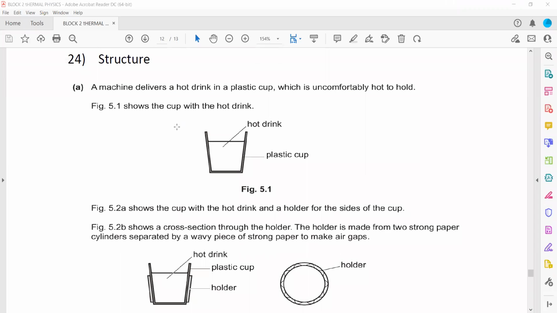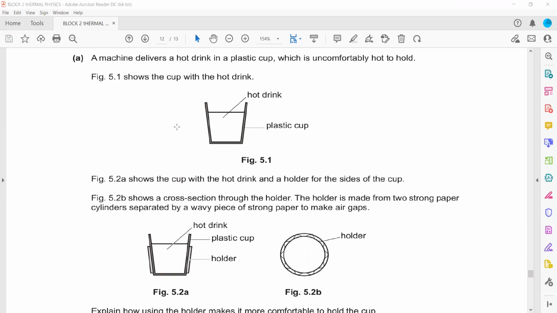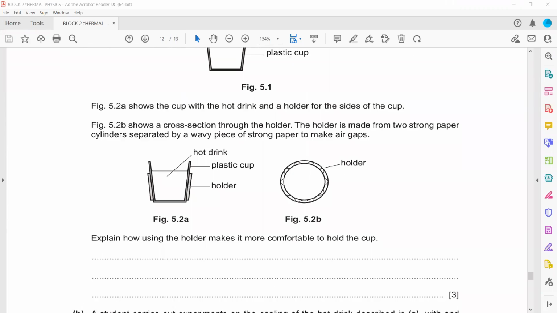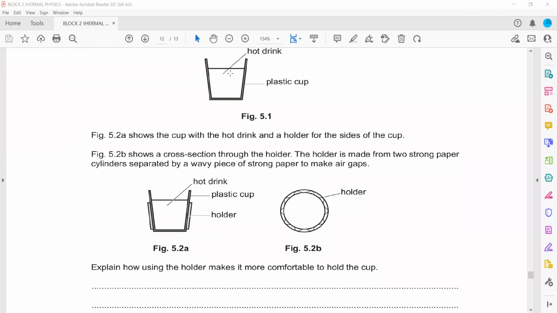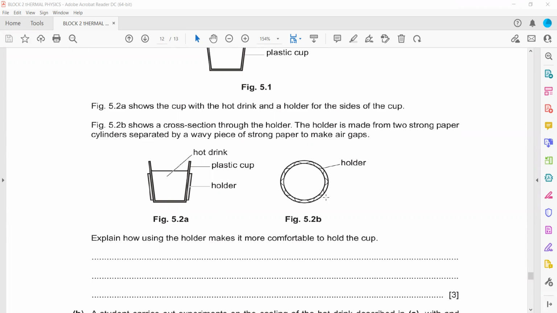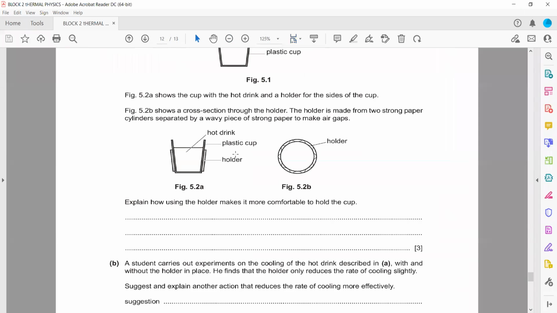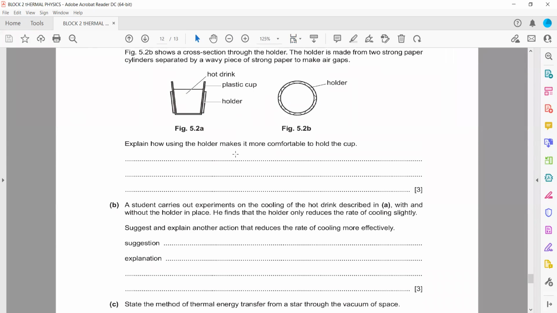Then a machine delivers a hot drink in a plastic cup, which is uncomfortably hot to hold. Figure 5.1 shows a cup for a hot drink. Then figure 5.2a shows a cup with a hot drink and a holder. As you can see, this is a side view and this one is a top view. So there's an air gap between the holder and the cup. Explain how using the holder makes it more comfortable.